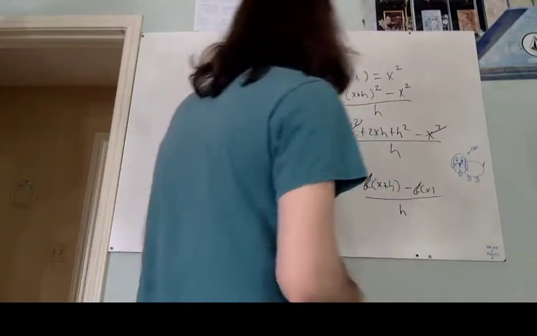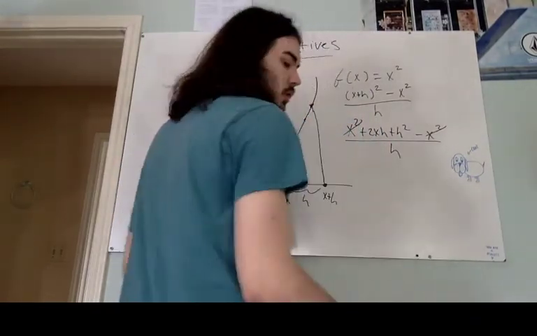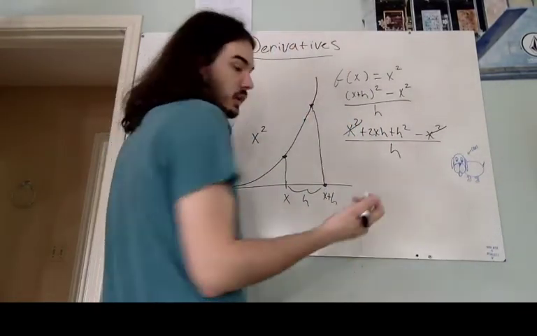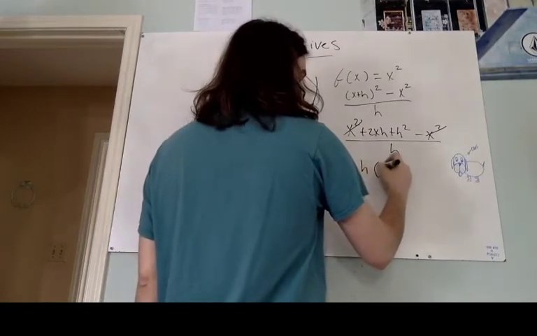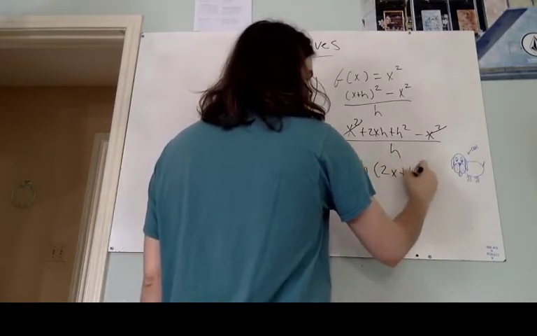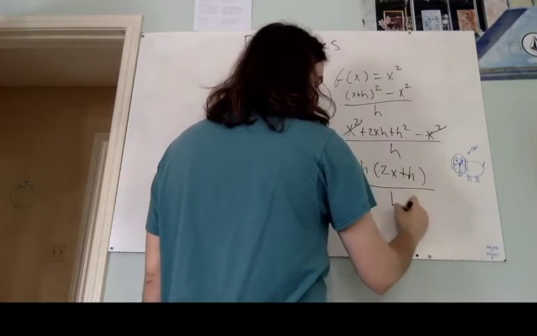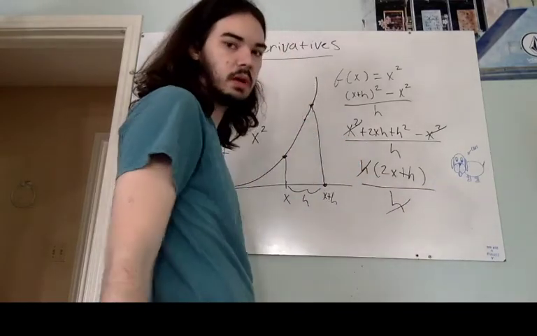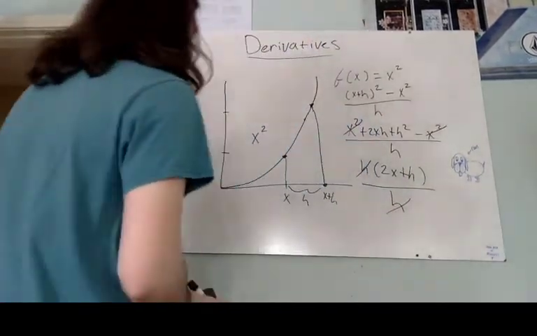So now, what I'm doing is I just factor out an h. So I have 2x plus h. Well, I have an h on the bottom. So these cancel, right? So now I've got a real nice and clean, very clean expression.